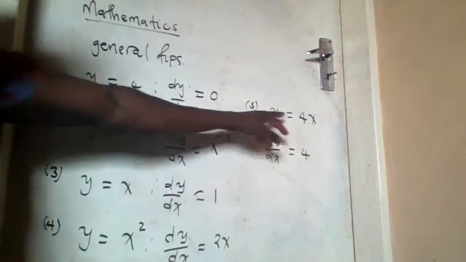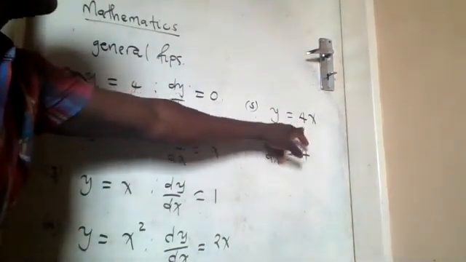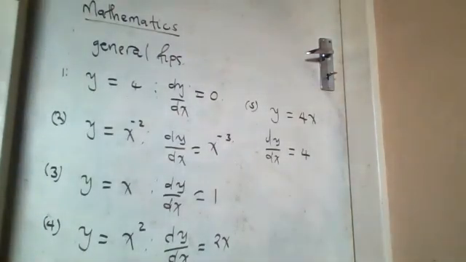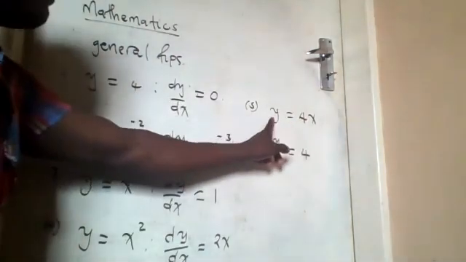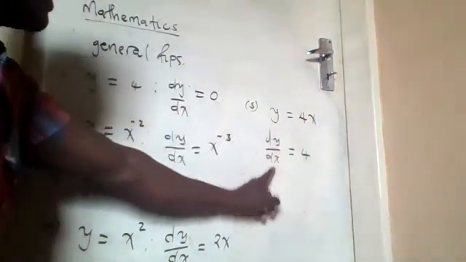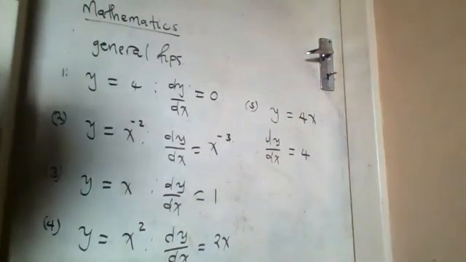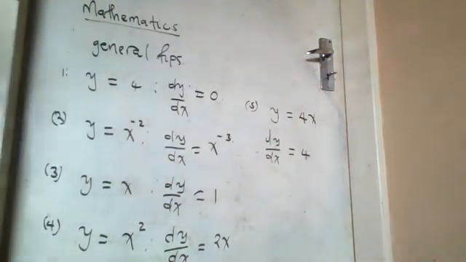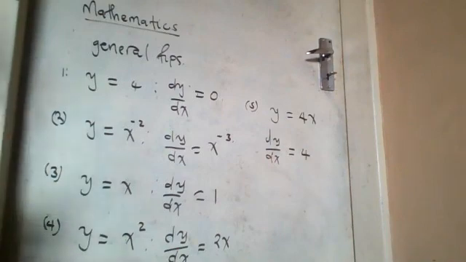Then here, no matter how big the number is, that is going to be the number, provided the power is 1. So if y is equal to 12x, dy dx is just going to be 12. So that is the introduction to calculus that we're going to look at today. Any questions?